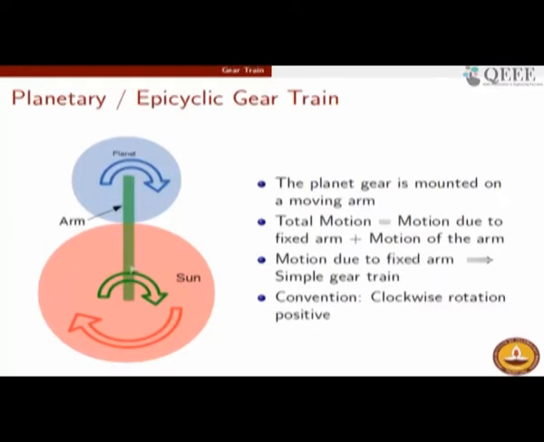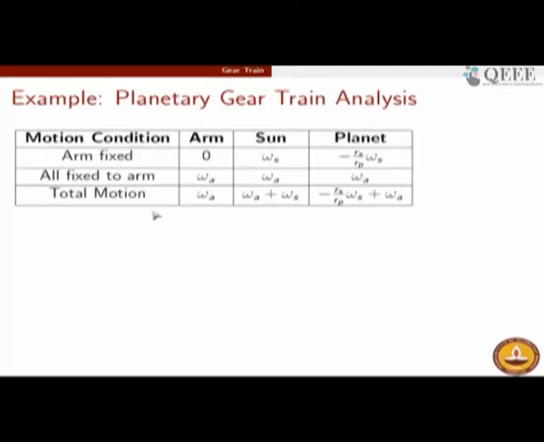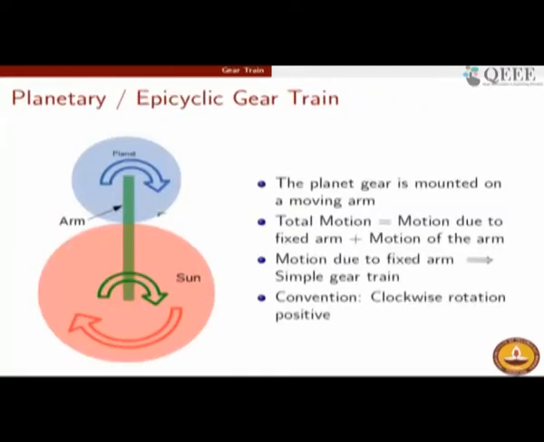Nonetheless, I guess this drawing was done to show that both of them can have clockwise motion if the arm has a certain anticlockwise motion. But at this stage, what we are interested in is to analyze what happens when the arm is fixed.